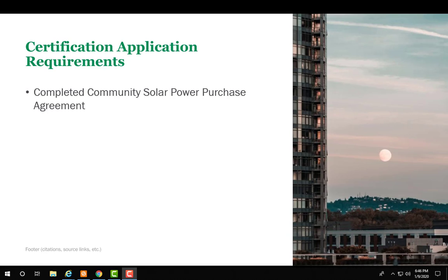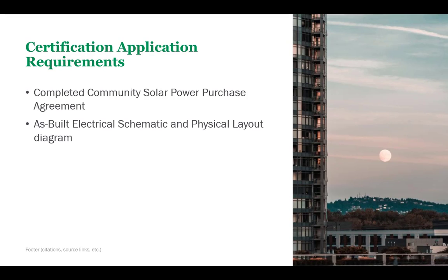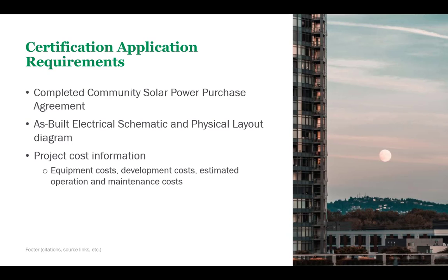One of the requirements is a community solar power purchase agreement that is provided by the utility. Also, the final as-built plan set for the project. Documents must be uploaded that reflect the project's electrical schematic and physical layout diagram. The final project cost information, broken out by category, will need to be included. Examples include equipment costs, development cost, and estimated operation and maintenance costs.